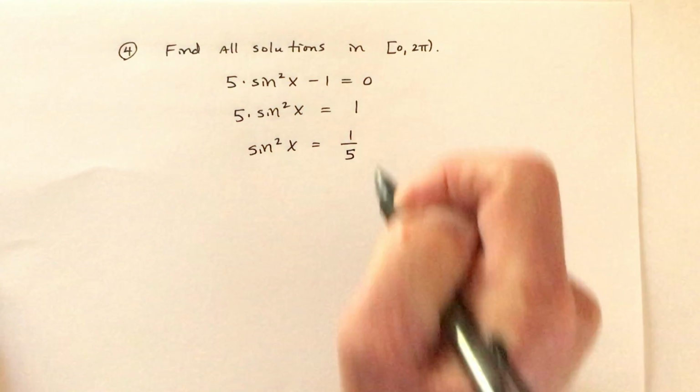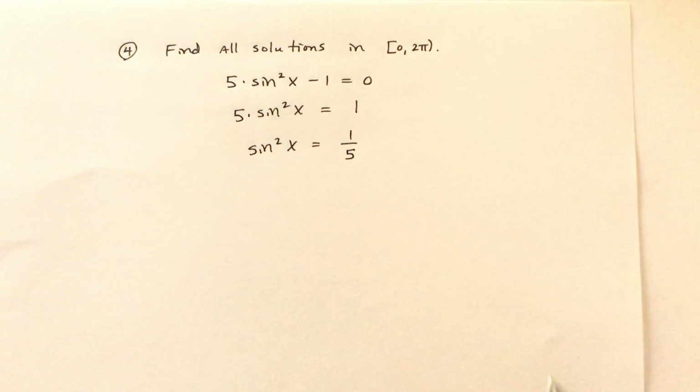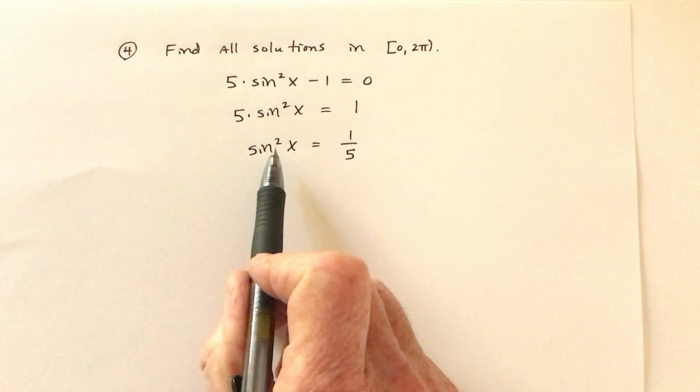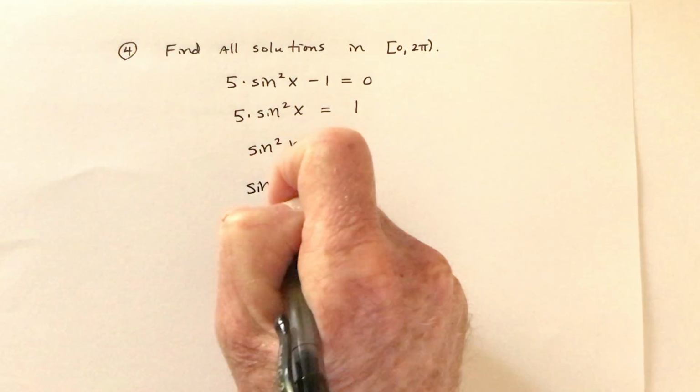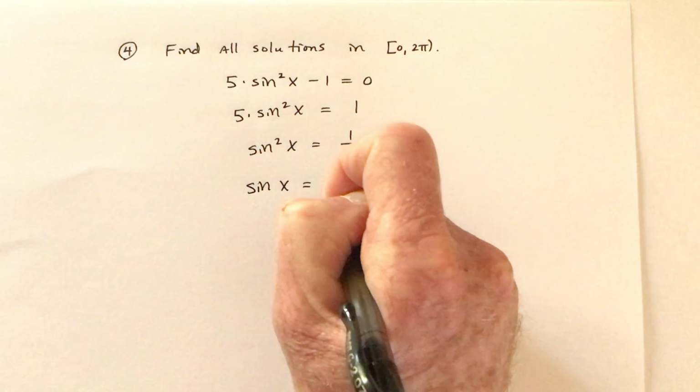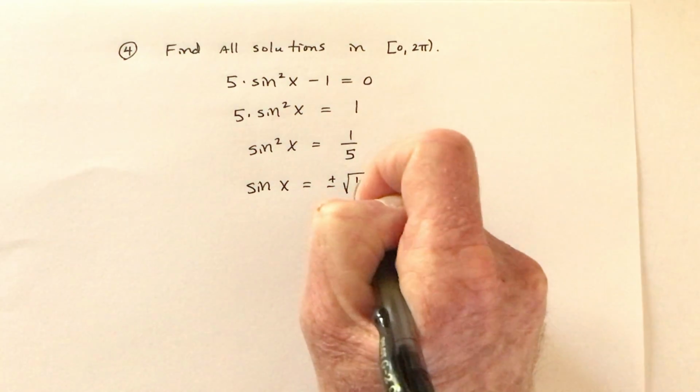So when you divide by 5, it now says sine squared equals 1/5. Then get rid of the square by taking the square root. And when you take the square root, don't forget that there's two answers, plus or minus the square root of 1/5.